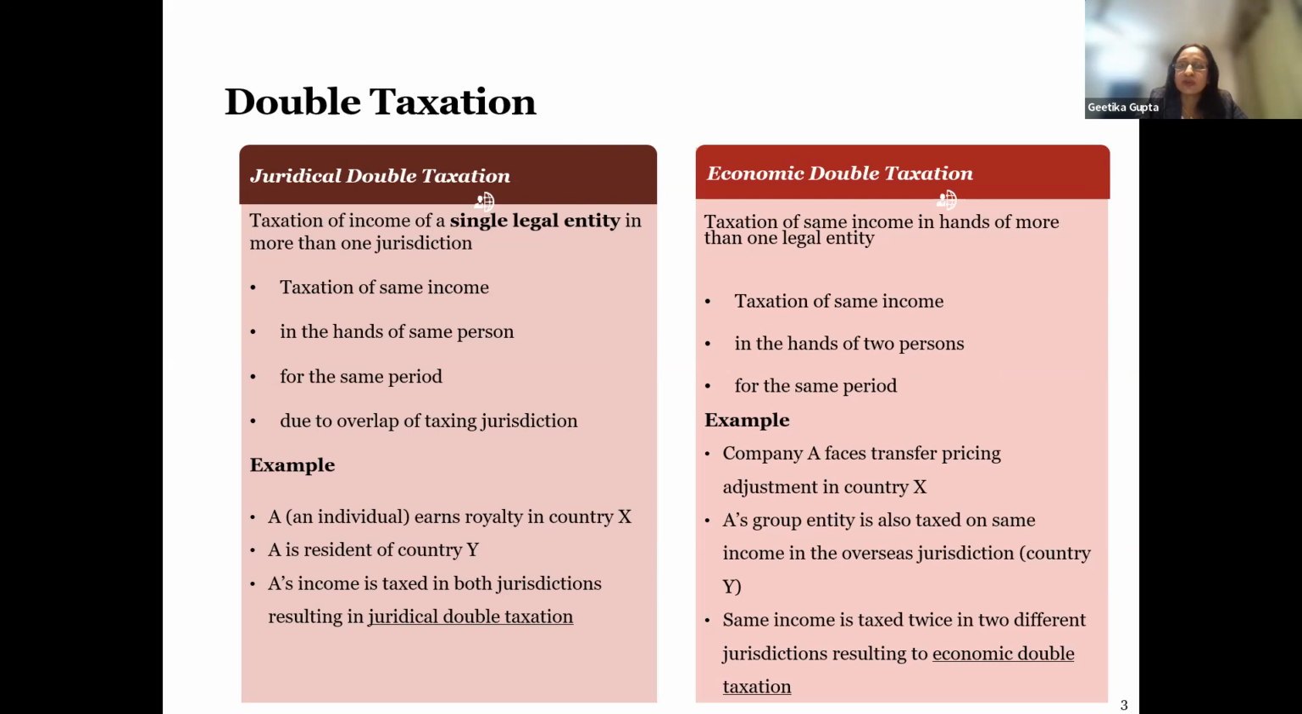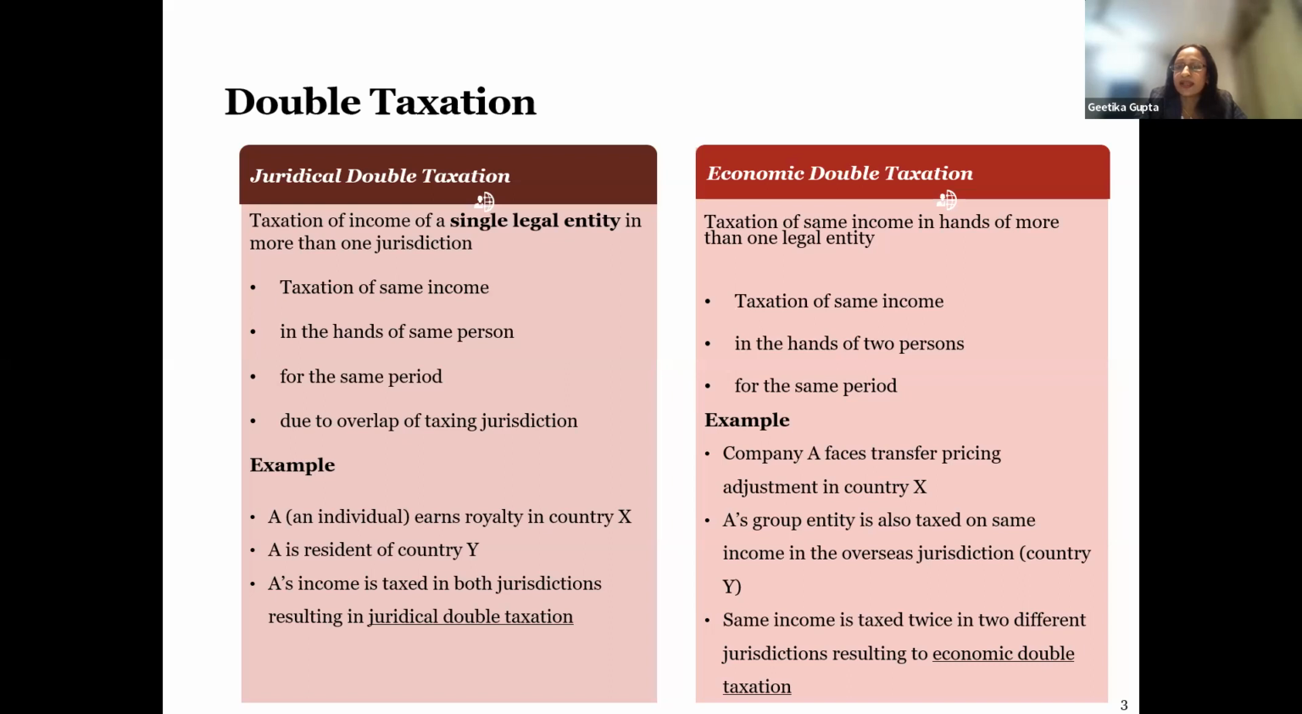Now talking about economic double taxation. This is a concept when the taxation of the same income happens in the hands of more than one legal entity. So it is taxation of the same income in the hands of two persons for the same period. Let's understand this by way of an example.